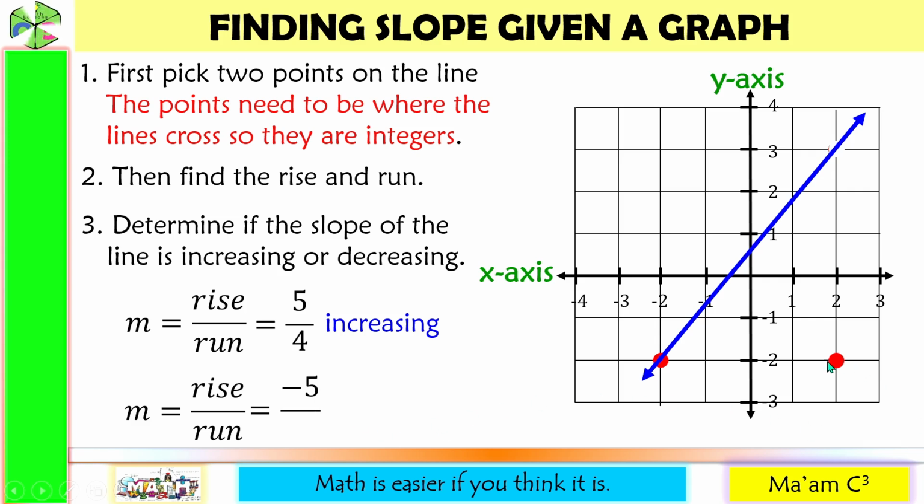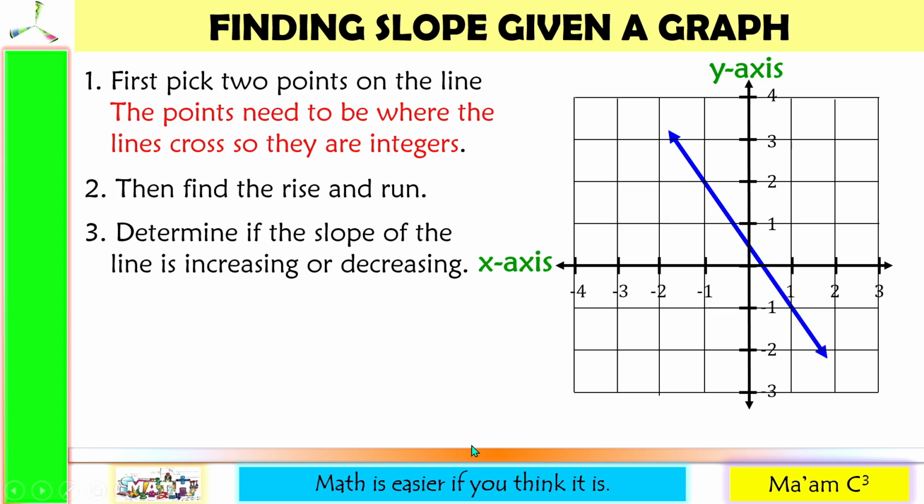From here, going to this point, let us count. 1, 2, 3, and 4. Since you go to the left, the sign is also negative. Negative divided by negative is positive, so this is just also equal to 5 over 4. Still, the slope is increasing.